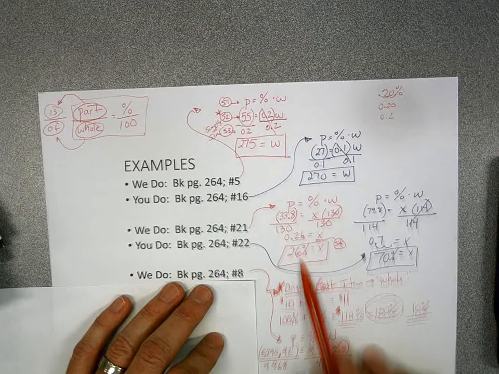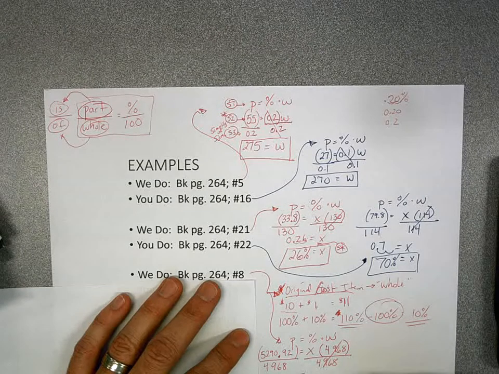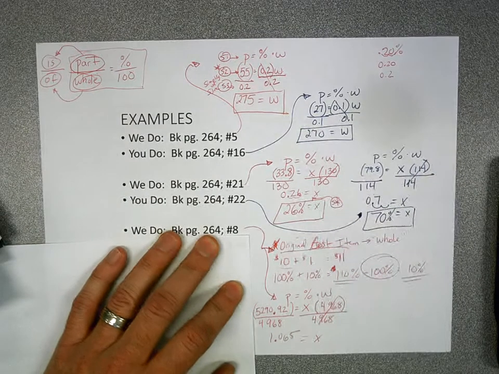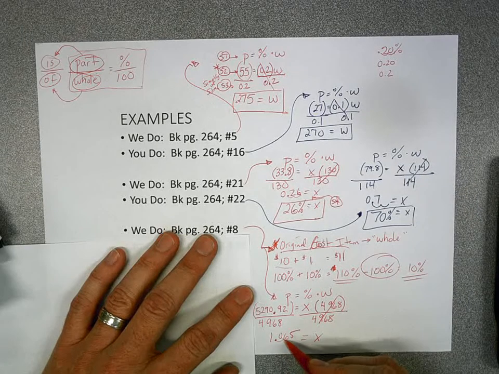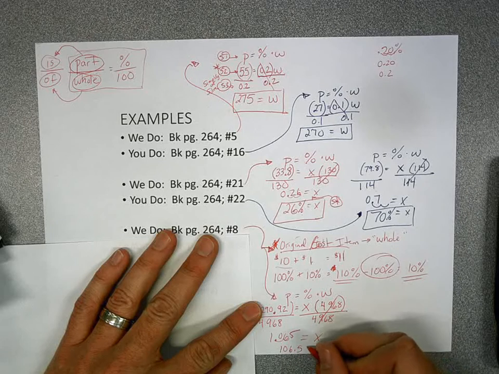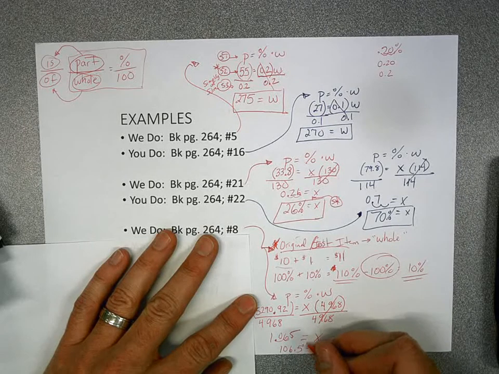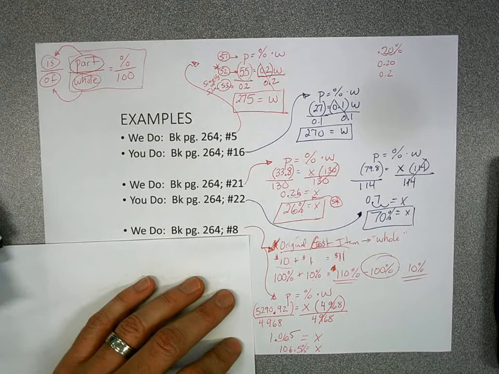Now remember this step star up here. That's the decimal form. Because of step star, I'm going to move it over 2 times to the right. And here's what I have: 106.5%. You say, well, wait, what? 106.5%.